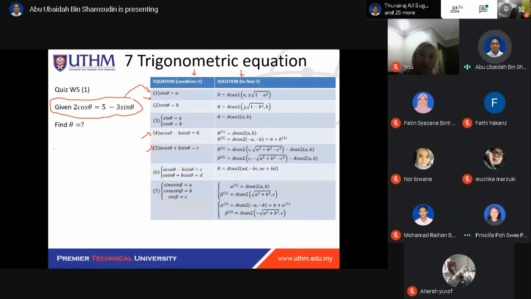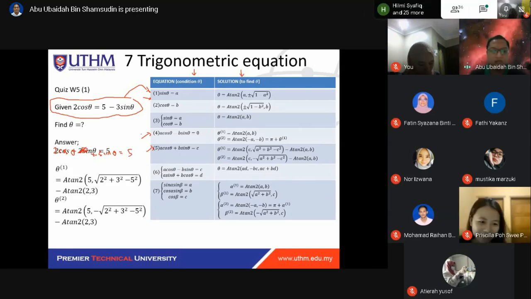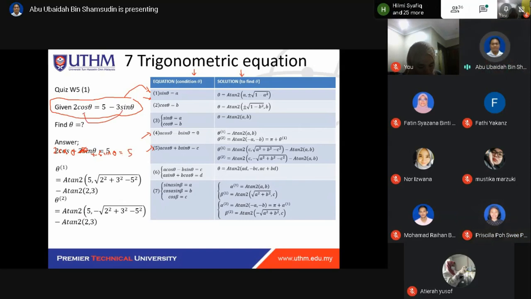Okay, so what we do is we change to cos theta. We bring 5 here, so it will be -5. Maybe we don't need to bring 5, we just bring 3 sine theta, right? Equals to 5. So we just bring this one to the left and we will get an equation similar to this one. Okay, thank you Priscilla.